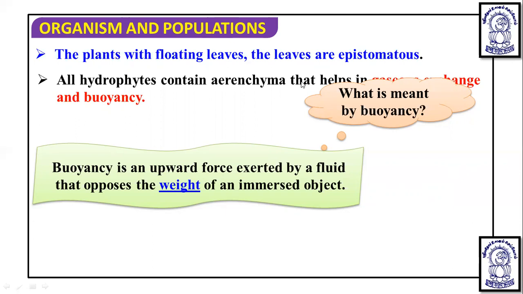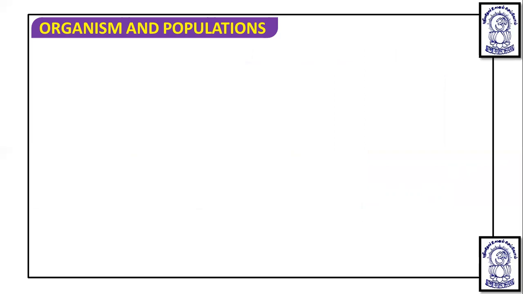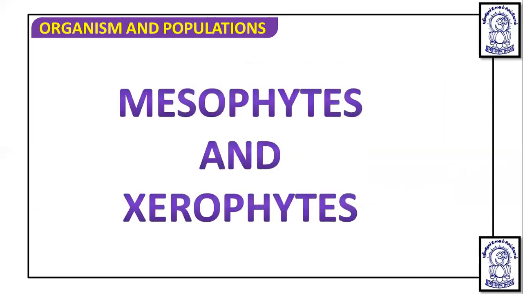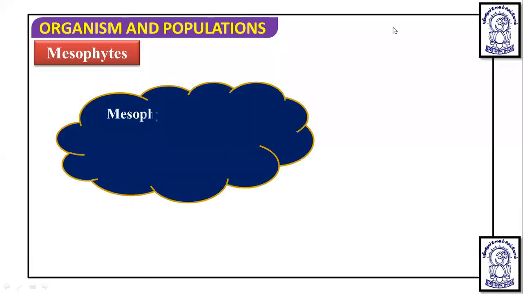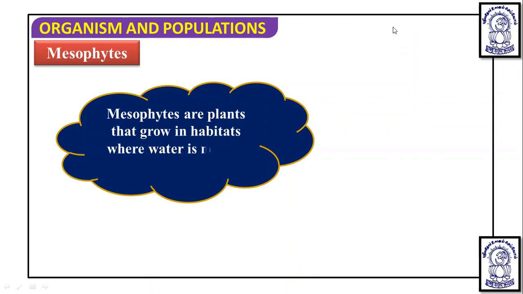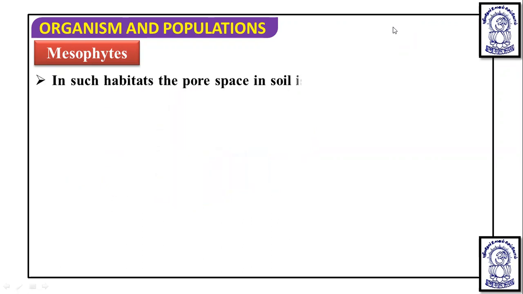Now, after this, next we talk about mesophytes and xerophytes. So first we talk about the mesophytes. What are mesophytes? Mesophytes are the plants which are found in the mesic condition. Mesic means which is neither too much dry nor too much wet. So mesophytes are the plants that grow in habitats where water is neither scarce nor abundant. It is the intermediate state.